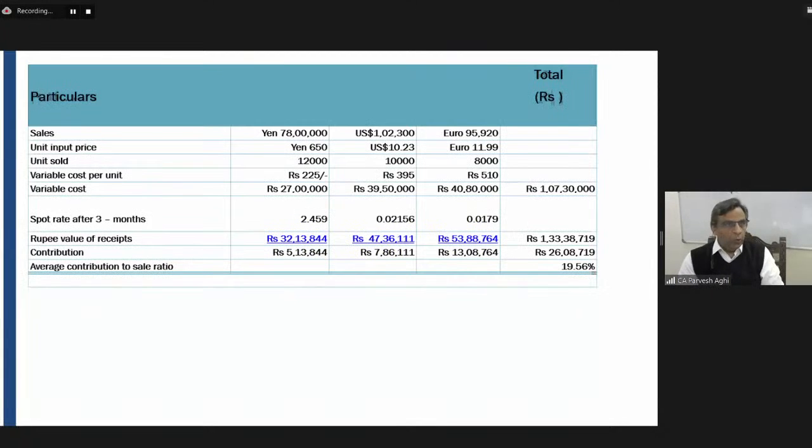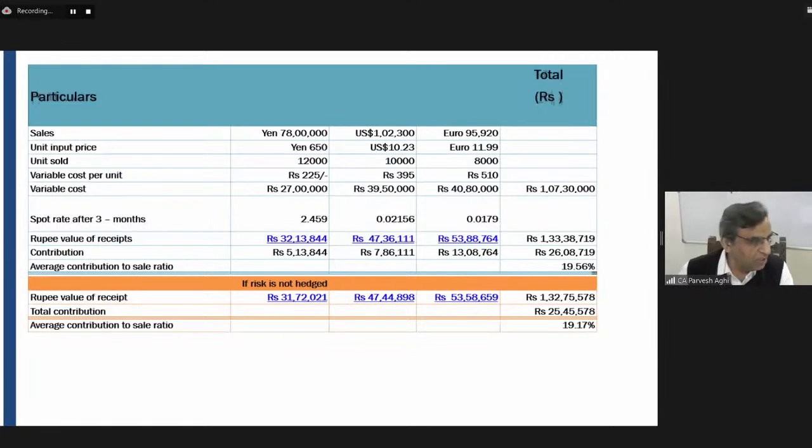So this was how we have so far solved the question, and we arrived at a contribution ratio of 19.56. So if he goes for a forward cover, his contribution to sales ratio is 19.56. So let's see if he does not do that.